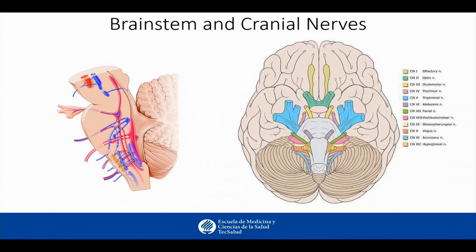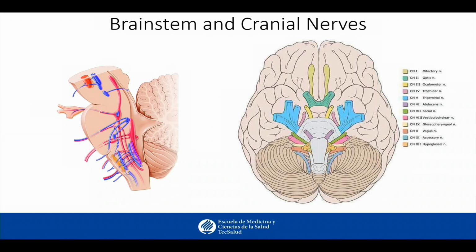The brainstem is the most ancient part of the brain structurally. It can be divided into medulla oblongata, the pons, and midbrain. There are 12 pairs of cranial nerves that function mainly to convey motor signals and sensory information from the head and neck.